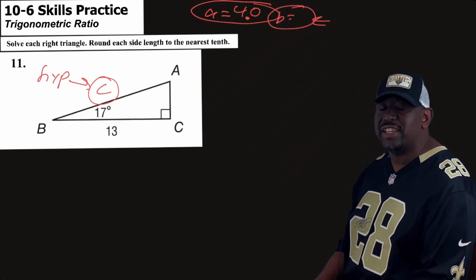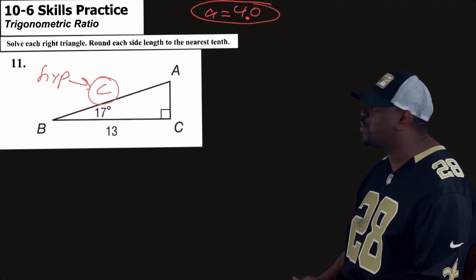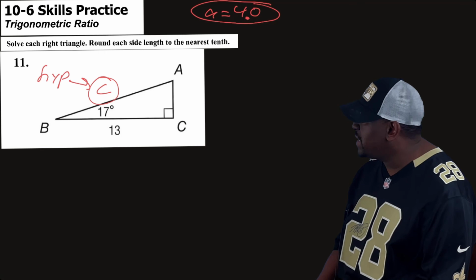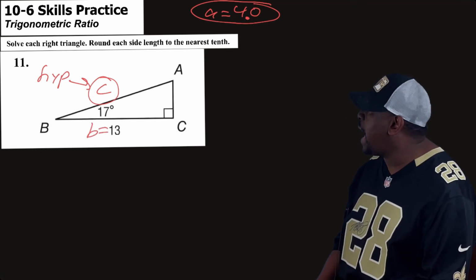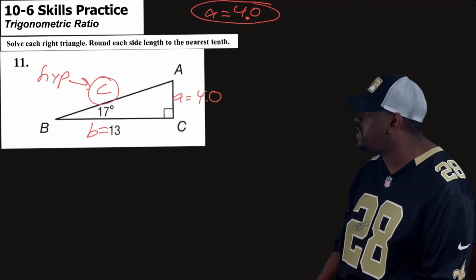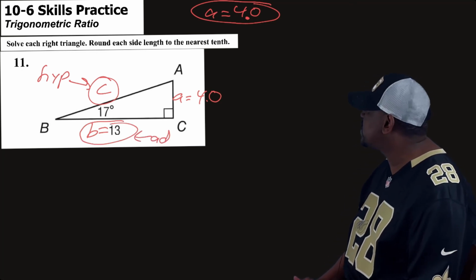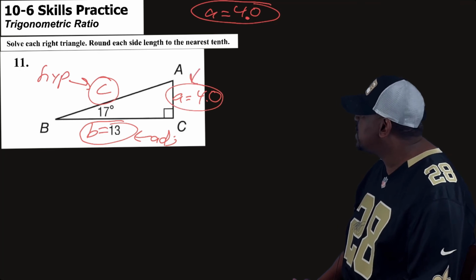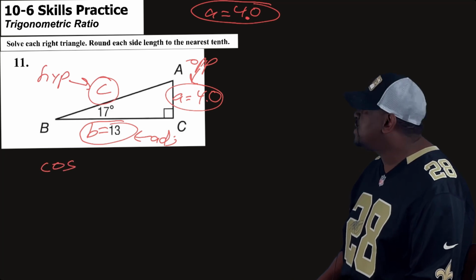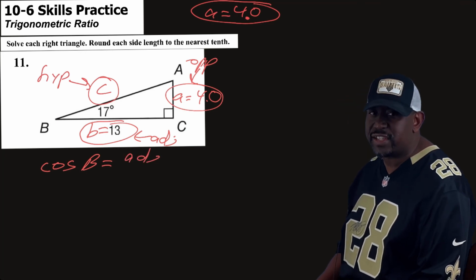So we're going to use the cosine function to solve for the hypotenuse, which should pop up on the video in a second. So we're going to use cosine of B equals adjacent over hypotenuse. So that's what should pop up on the screen here in a second. So again, we go back to labeling the sides of the right triangle: opposite, adjacent, or hypotenuse.